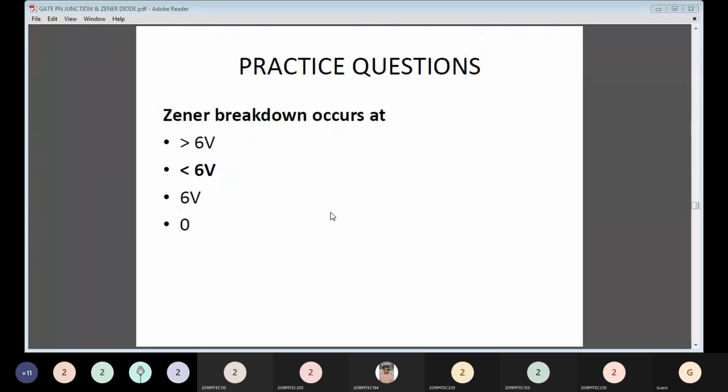In Zener diode, Zener breakdown will occur at greater than 6 volt, less than 6 volt, 6 volt, and the last option is 0. So Zener breakdown will occur at the less than 6 volt region.